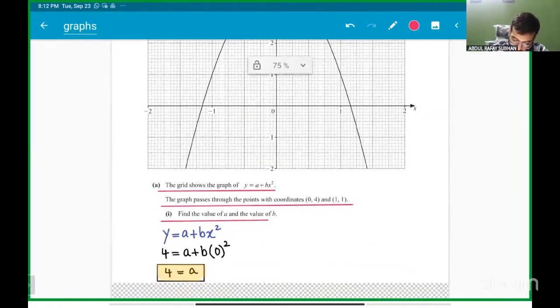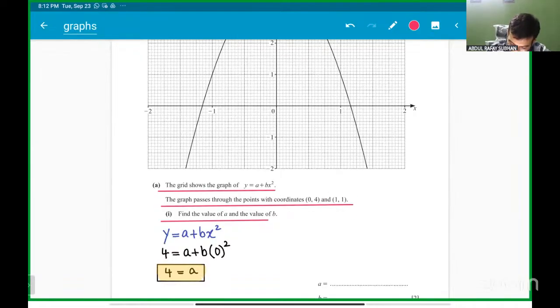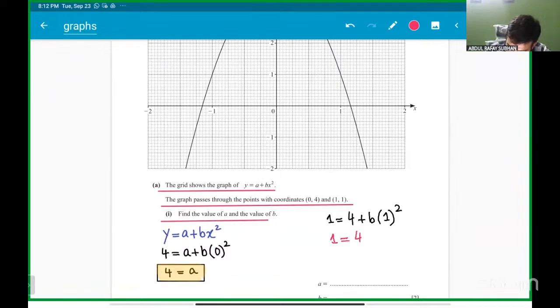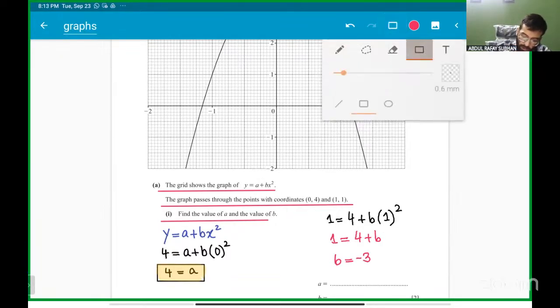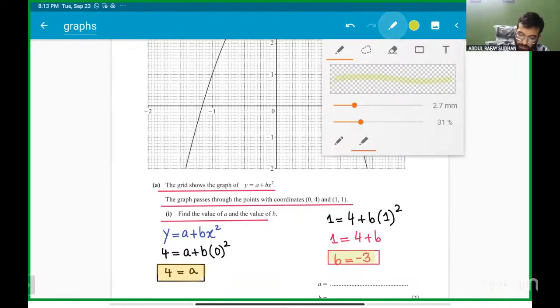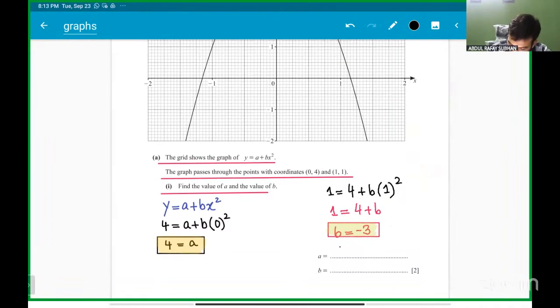The next thing is that we have (1, 1). When y is 1, we have to get the values. When y is 1, it will be a, which is 4, plus b times x squared, which is 1 squared as well. So 1 equals 4 plus b. So b will be 1 minus 4, which is negative 3. This is the answer, and we have got the first 2 marks for this question. So a equals 4 and b equals negative 3.